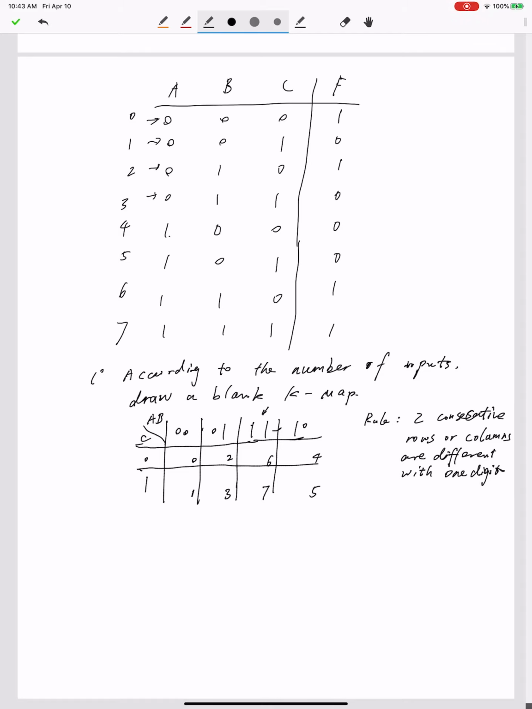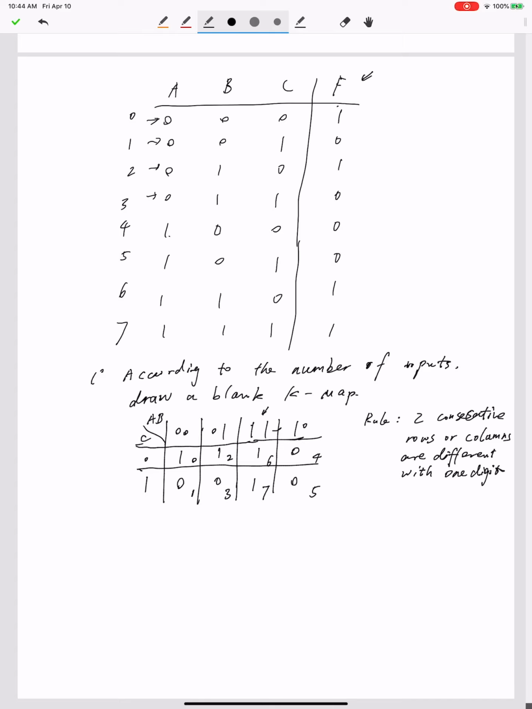That is based on the output of the truth table. As you can see, row 0 is 1, so in the corresponding kernel map, cell 0 should be 1. Row number 2 is 1, so the corresponding cell 2 is 1. Row number 6 is 1, so cell number 6 is 1. The last one, row number 7 is 1, so cell number 7 is 1. And all other cells are 0, right?